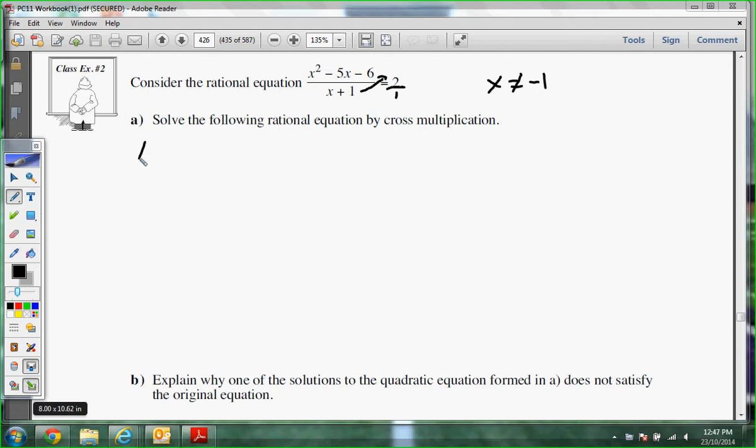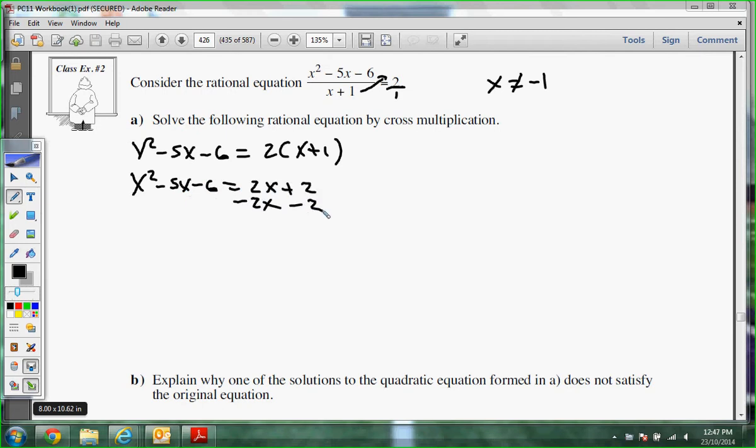Okay, so here we go. x squared minus 5x minus 6 equals 2 times x plus 1. x squared minus 5x minus 6 equals 2x plus 2. Minus them over.